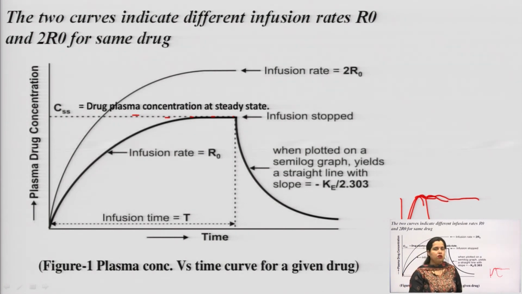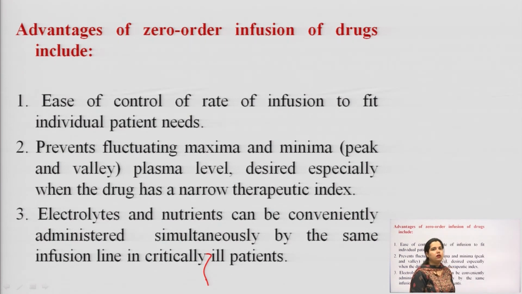So this is the general plot and semi log plot of plasma concentration versus time profile for a given drug by IV infusion. You see that C S S represents the drug plasma concentration at steady state, along with the infusion rate R naught and time, and the slope can be calculated as minus K E by 2.303, where K E is the elimination constant. Advantages: we can easily control the rate of infusion to fit individual patient needs. We can modulate the infusion rates as per the patient requirements. It prevents fluctuating maxima and minima, peak and valley plasma values, and supplements can be given simultaneously along with the drug infusions.